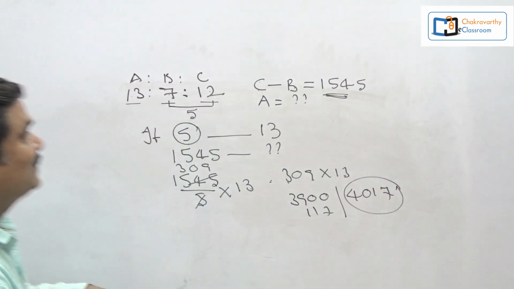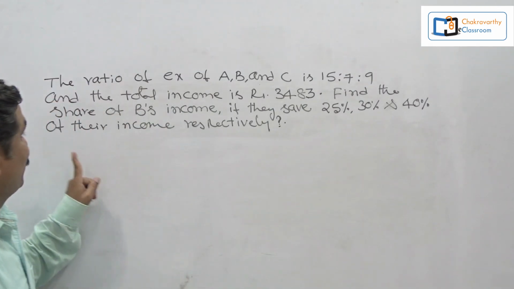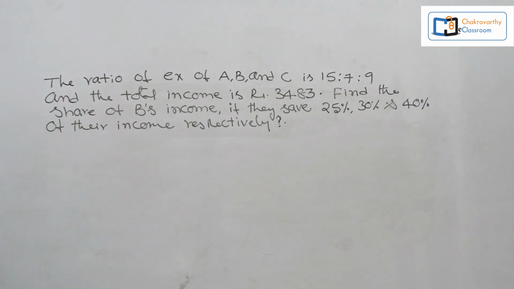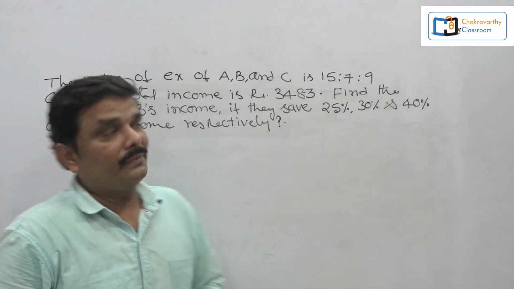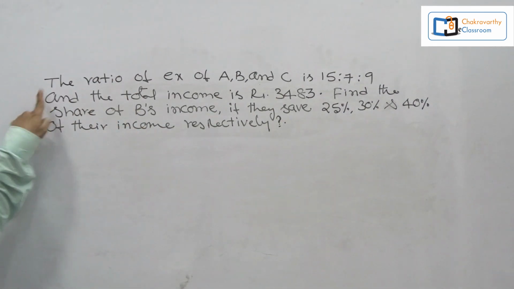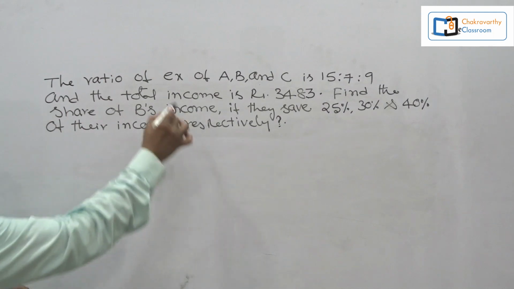Now take this question also. Now, take this question, students. Actually, this is one of the good questions. As I told you, it will be useful for many exams where quantitative aptitude is part of it. How they have given the ratio of expenditure. This is I have written X here.